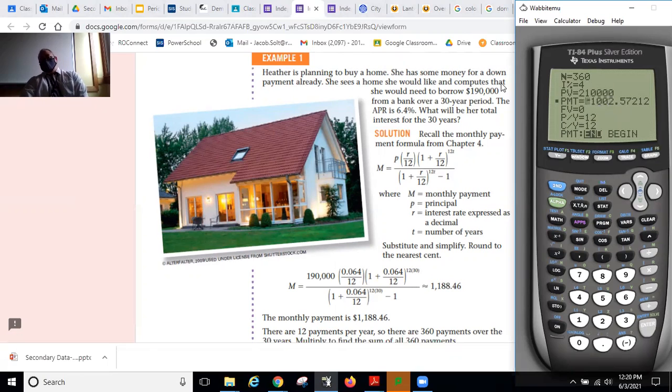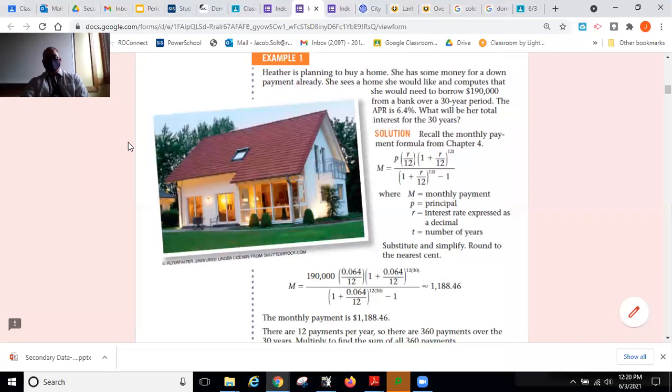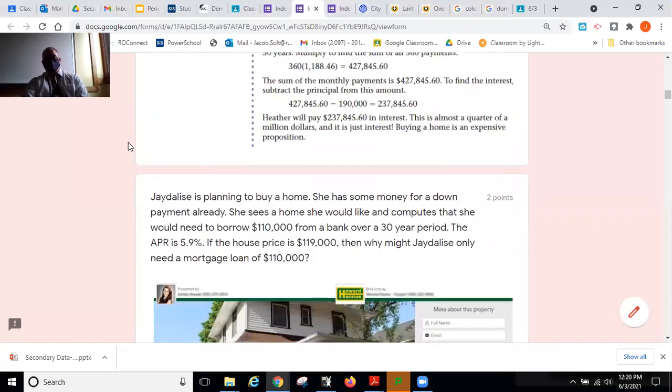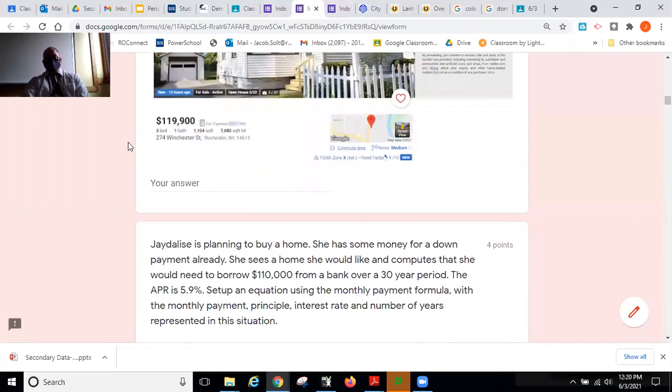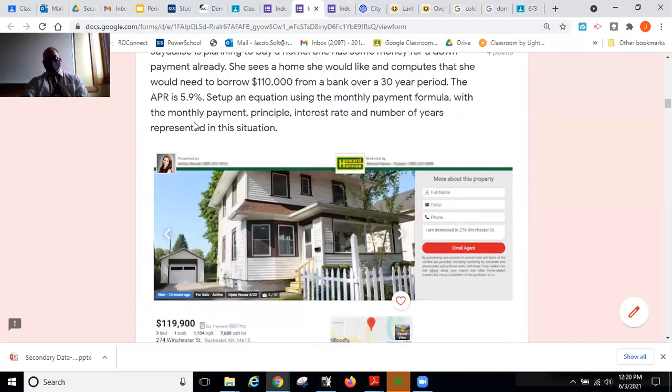As we'll learn today, there's more to paying for a house than just the mortgage payment. This example 1 was how to find the mortgage payment. And we talked about Jada Lease and her house. Jada Lease bought this house here in Rochester.